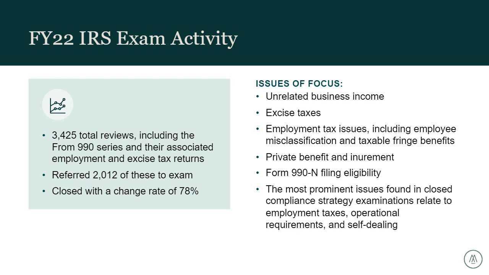The issues of focus: unrelated business income, excise taxes, and employment tax issues, including employee misclassification and taxable fringe benefits. The employment tax issues continue to be looked into, and we see that very often with organizations, just because it's a great revenue driver for the IRS. And typically, if they're reviewing the 990, they will ask about the compensation, or in reverse, if they look at employment tax issues, they could sometimes pull in other issues such as the 990.